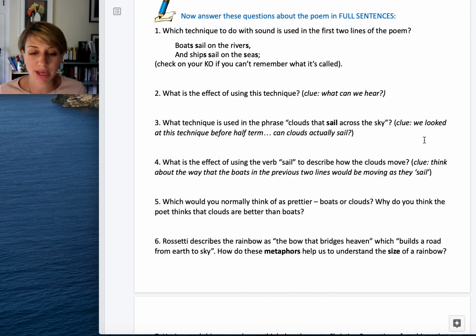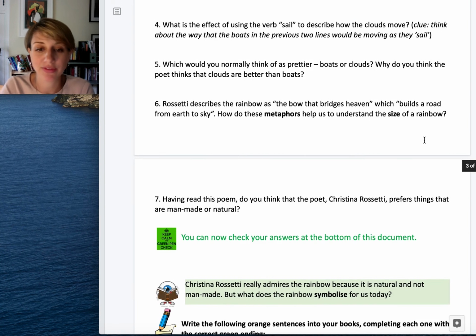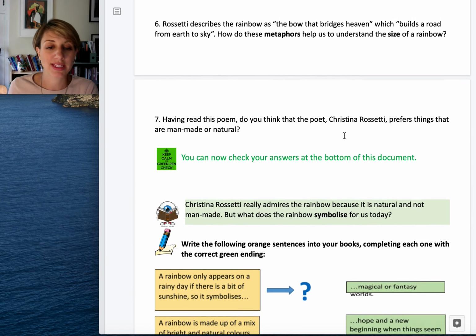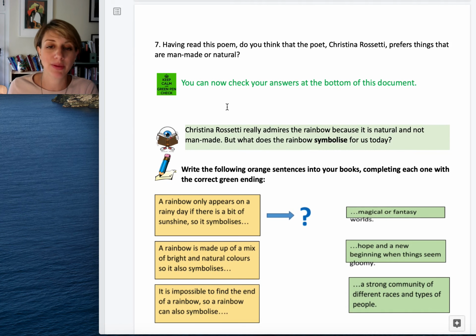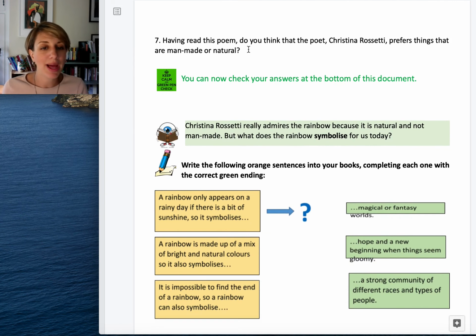Rossetti describes the rainbow as the bow that bridges heaven, which builds a road from earth to sky. How do these metaphors help us to understand the size of the rainbow? Question 7. Having read this poem, do you think that the poet, Christina Rossetti, prefers things that are man-made or natural? Again, take a second to think about it.